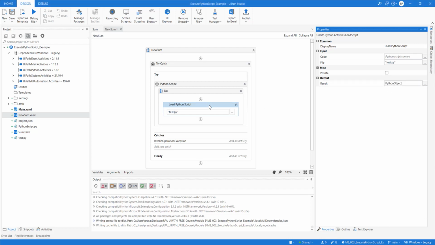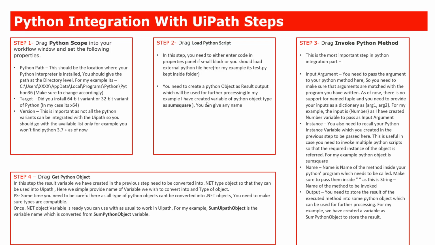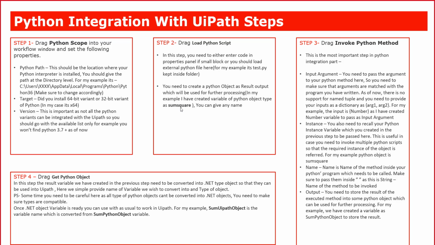Okay, so this will be stored as a Python object. Now what is next? What do we need to do? Once we have completed this, it is a Python object, and I have given the name as Python object. Here in this example, it's saying sum square, so you should be able to give any name. I have given Python object.